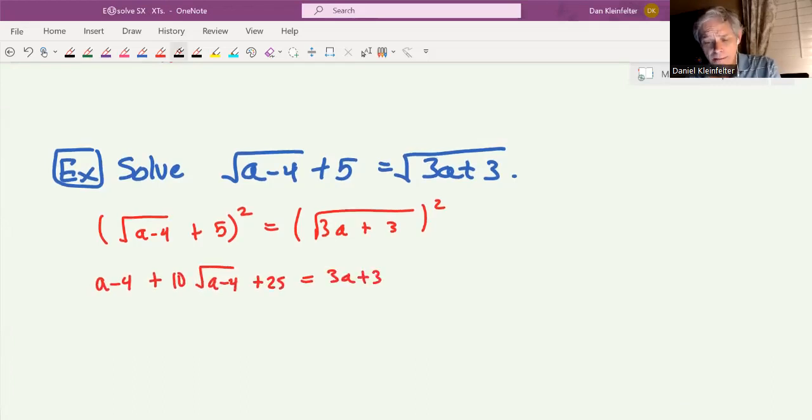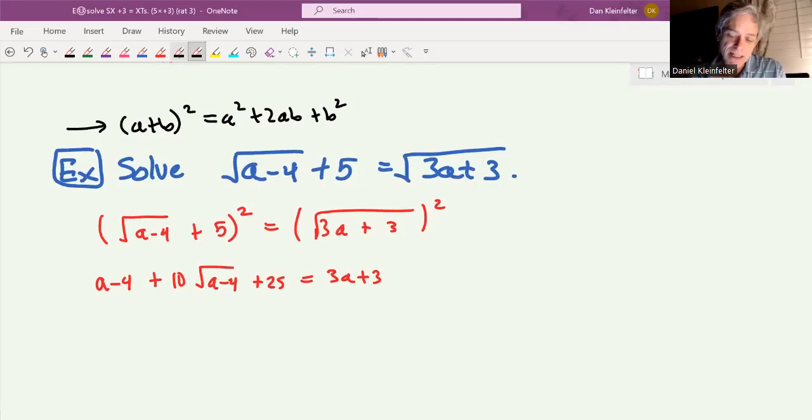And so what happened there, if you lost track, is we were using the perfect square trinomial formula from before. That looks like a plus b squared is a squared plus 2ab plus b squared. So what was playing part of the a in this formula was our square root of a minus 4. That squared gave us the a minus 4. Then we had plus, and then 2 times the two things in our binomial. 5 times root a minus 4 times 2 gave us 10 root a minus 4. And finally, the b squared is the 5 squared, or 25. Okay, and then on the right side, nothing happened, so everything is okay.